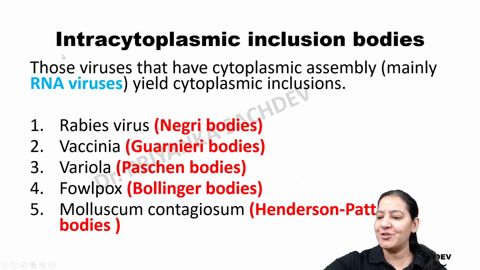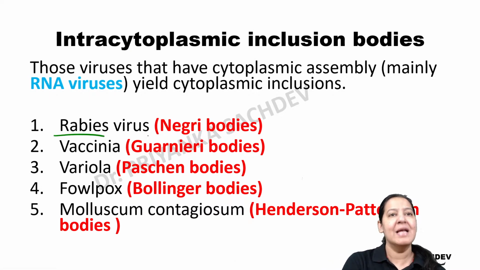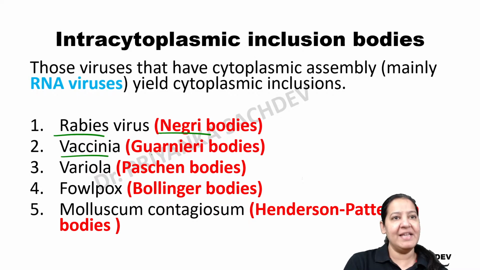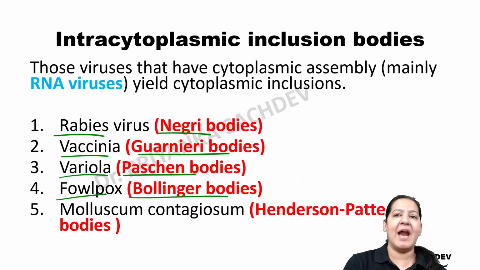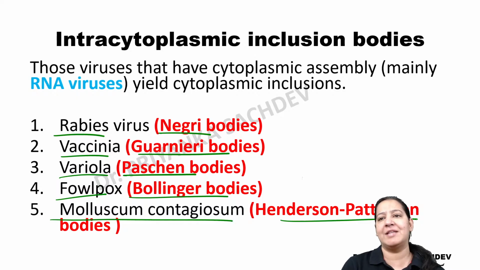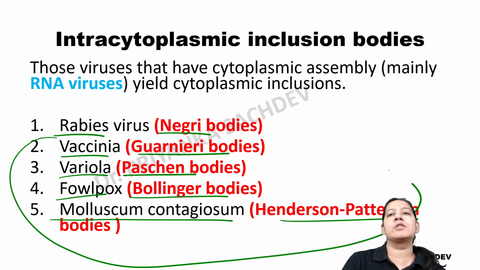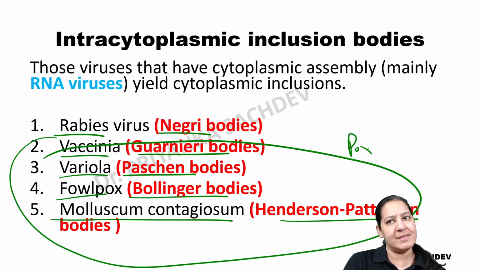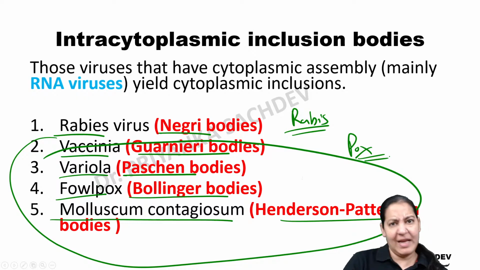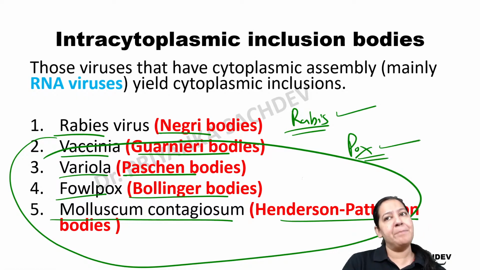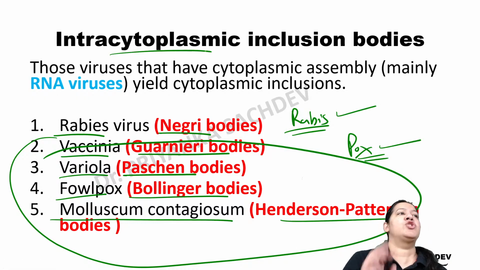So these are the intracytoplasmic examples I have given you. Rabies virus, in which Negri bodies are there. Vaccinia, in which Guarnieri bodies; Variola, in which Paschen bodies; Fowlpox, in which Bollinger bodies; and Molluscum contagiosum, in which Henderson-Paterson bodies. So these are all pox viruses, the various types of pox viruses along with rabies virus. Rabies virus is an RNA virus and pox viruses are DNA viruses. So rabies and pox have cytoplasmic inclusion bodies.